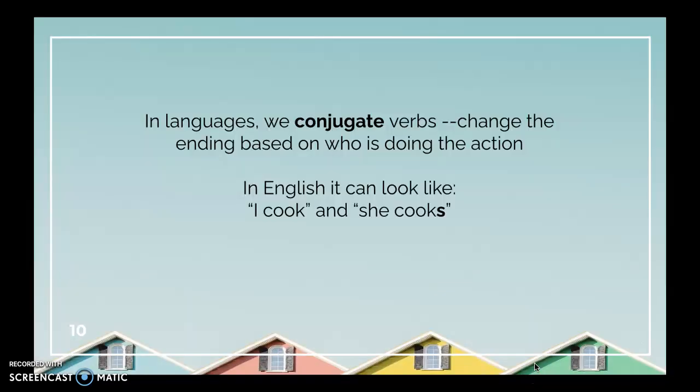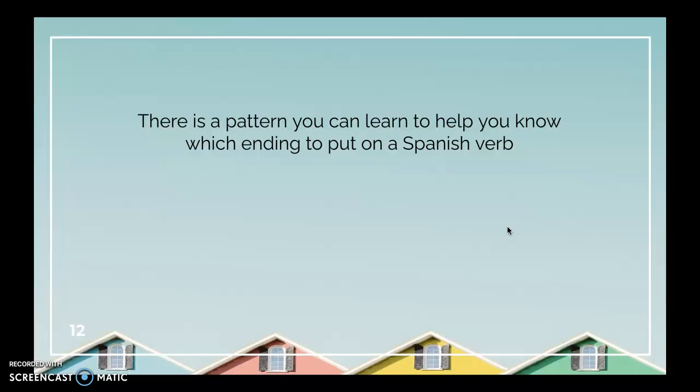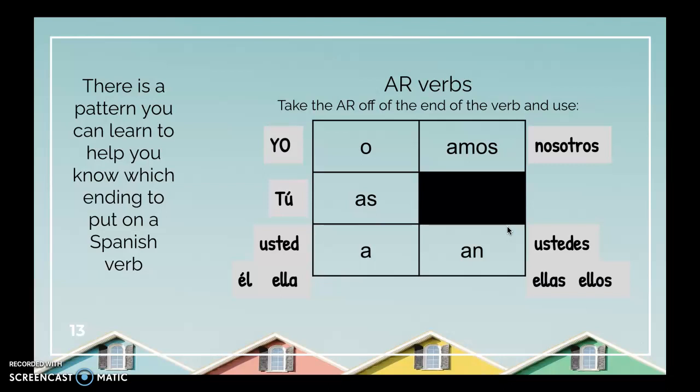Okay, so in languages, we conjugate verbs, or we change the ending based on who is doing the action. In English, it can look like I cook or she cooks. We add an S. In Spanish, we change the ending of the verb. In I cook, we say cocino. And she cooks, we change the ending, we say ella cocina. So there is a pattern you can learn to help you know which ending to put on a Spanish verb.